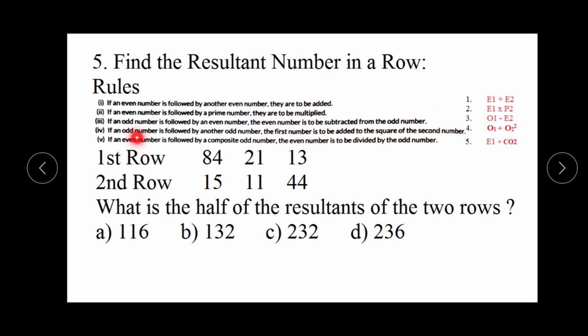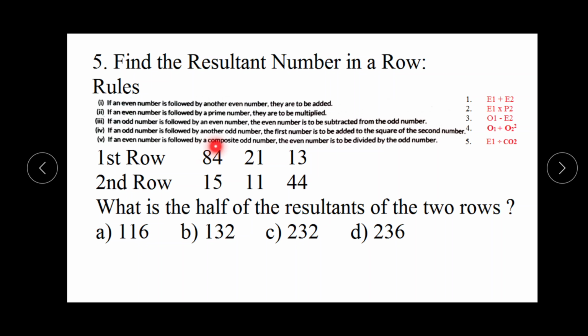The fourth rule is if an odd number is followed by another odd number, if both the numbers given are odd, it means the first number is odd and the second number is also odd, that time we will write that the first number is to be added to the square of the second number. It means the first number, which is odd, will be added to the square of the second number, which is also odd. We can write O1 plus O2 square. It means the square of the second number, which is odd.